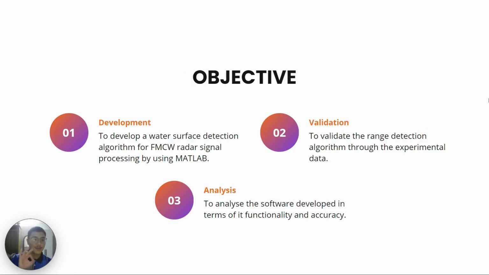For the objective, we also have three points. The first one is the development itself: to develop a water surface detection algorithm for FMCW radar signal processing by using MATLAB. The second one is the validation: to validate the range detection algorithm through the experimental data. And the third one is to analyze the software developed in terms of functionality and accuracy.